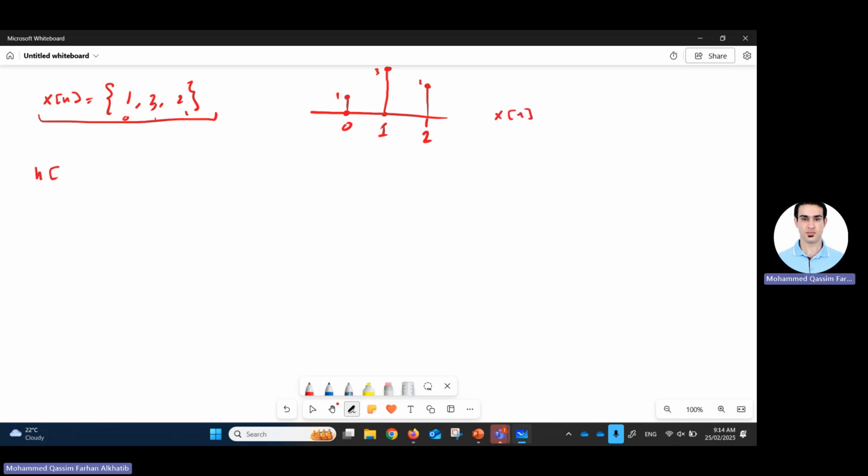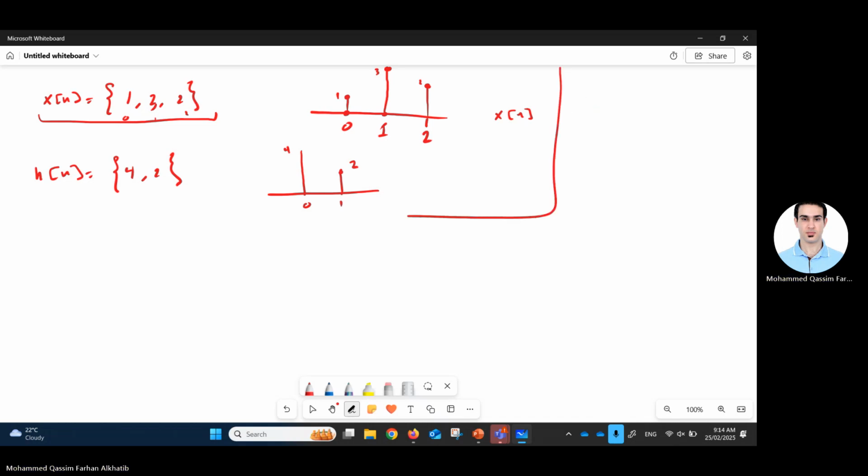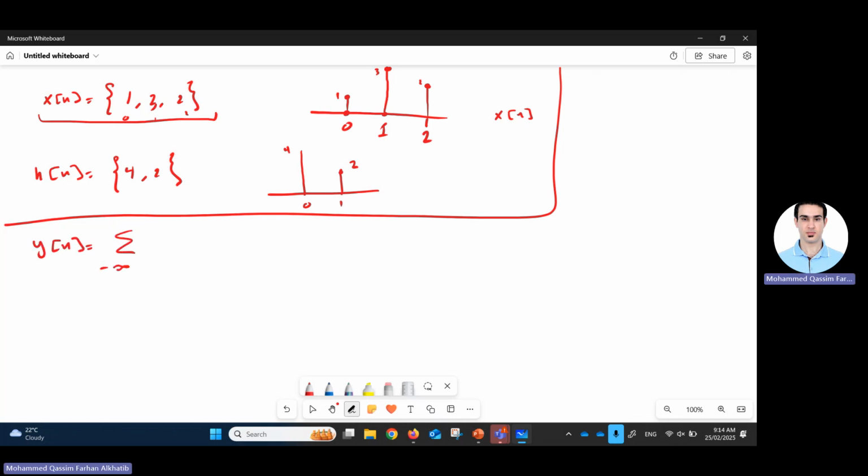And h of n equals 4 and 2, which is basically 2 pulses, at 0 and 1. This is 4, and this is 2. And let's apply the convolution expression here. Convolution: y of n equals the summation from negative infinity to infinity over k of x of k, h of n minus k.